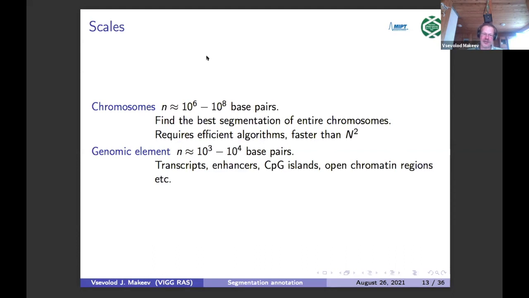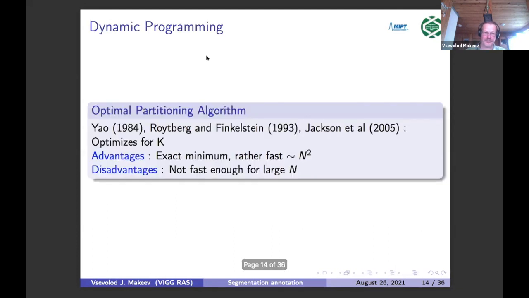For genomic elements like enhancers, RNA transcripts, CpG islands, or regions of open chromatin, they're usually thousands or maybe tens of thousands of base pairs. It's possible to use an exact algorithm in this case.